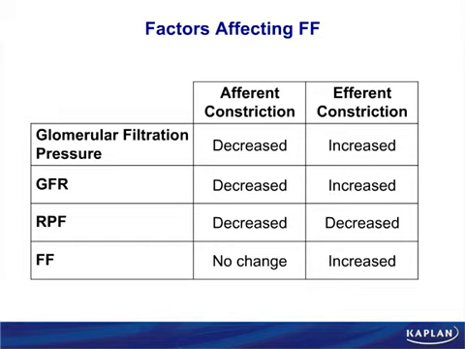Now, what hormone will vasoconstrict the efferent arterioles? If you're saying angiotensin II, you are correct. Angiotensin II will vasoconstrict preferentially the efferent arterioles. So this is the effect of angiotensin II. Angiotensin II increases the filtration fraction.